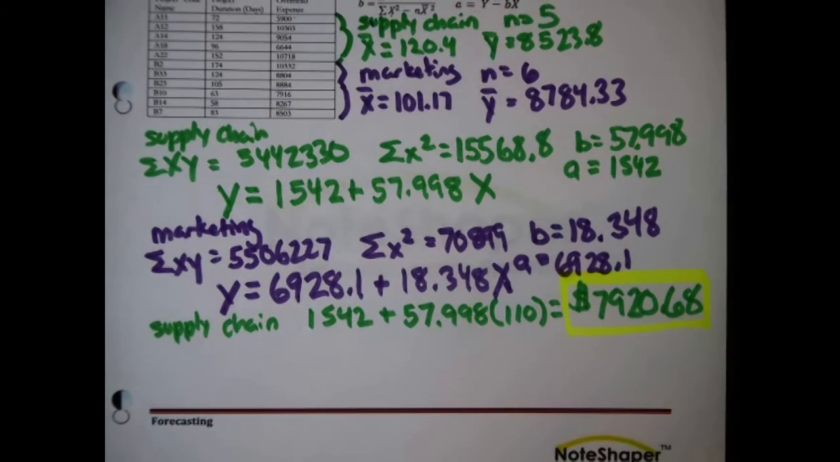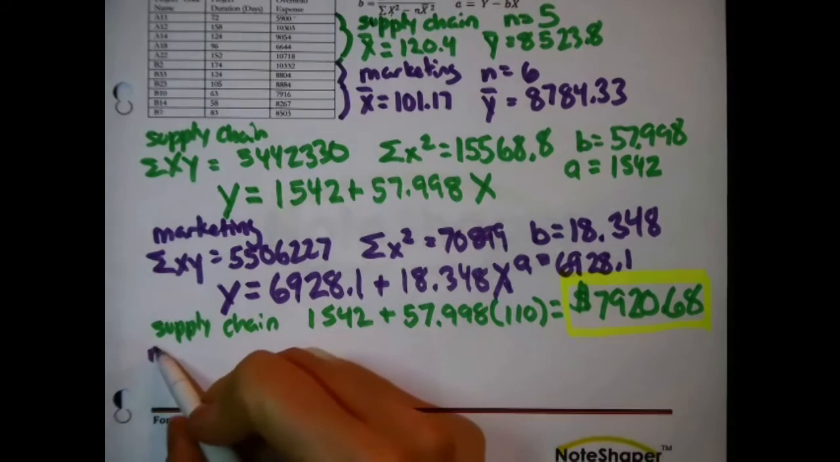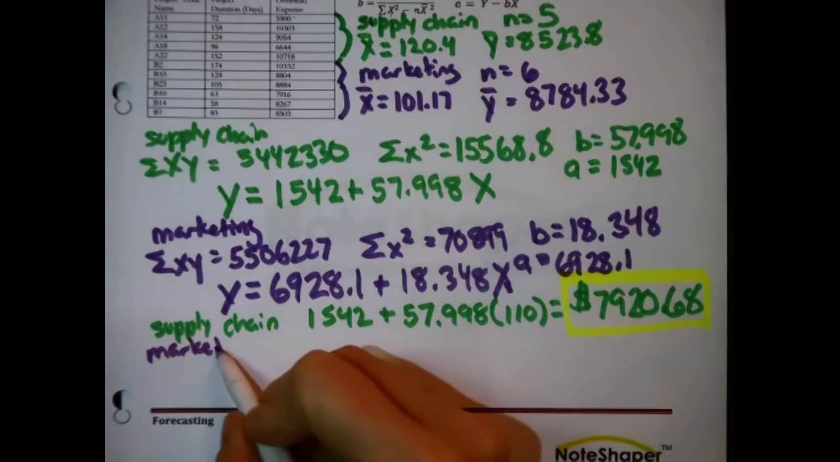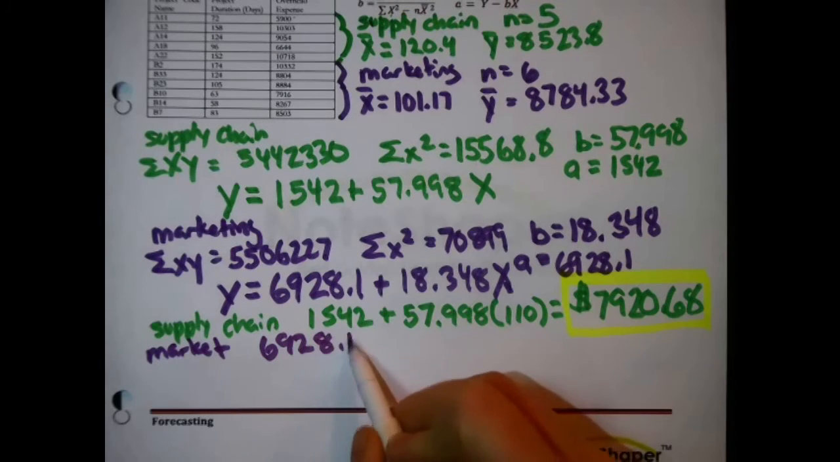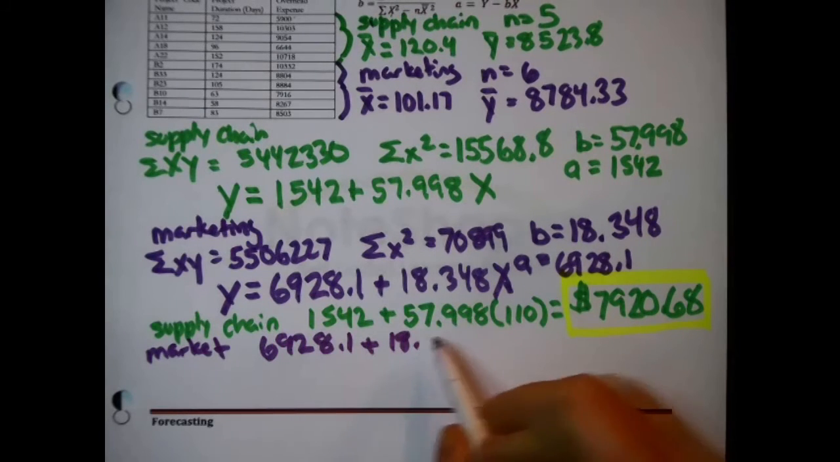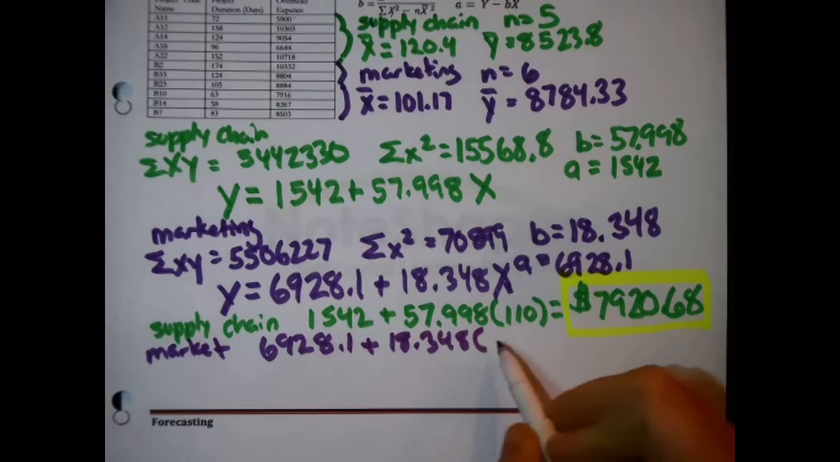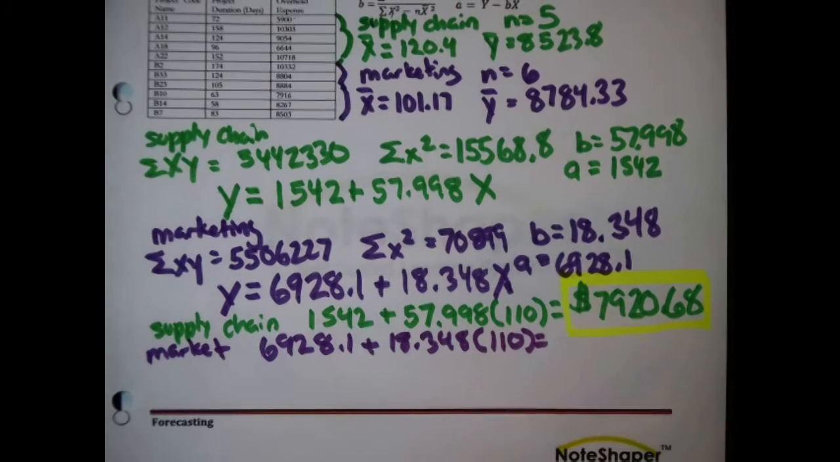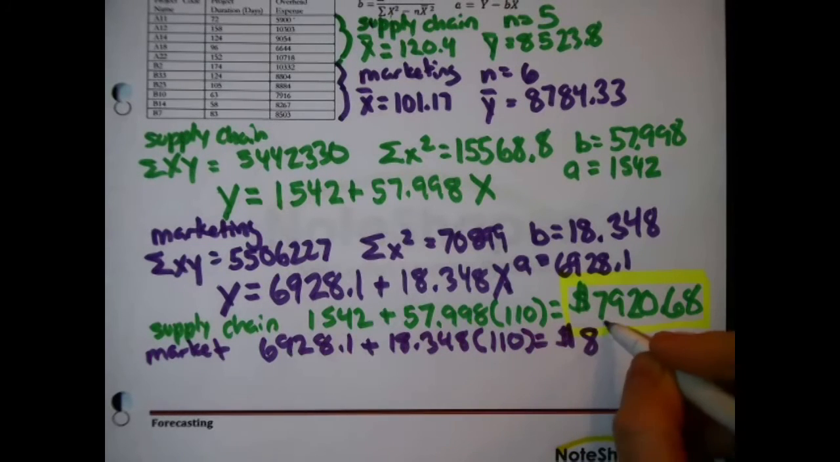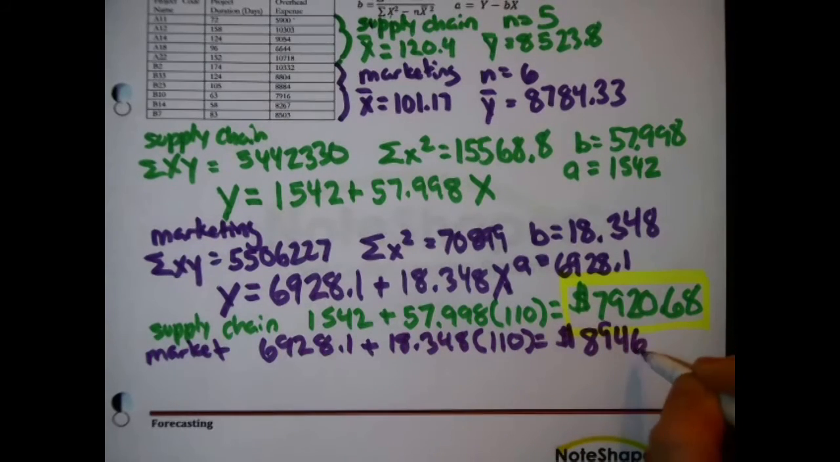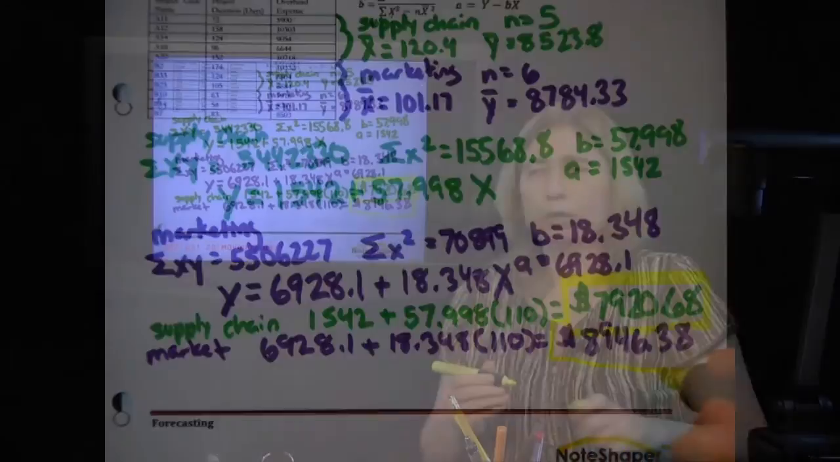All right, that's what we would estimate overhead expense to be for a supply chain project that's 110 days long. Now, for a marketing consulting project of the exact same duration, well, we'd say 6928.1 plus 18.348 times the same 110, because that's the comparison. And I get that would be more overhead, 8,946.38, is the predicted overhead for a 110-day marketing project.